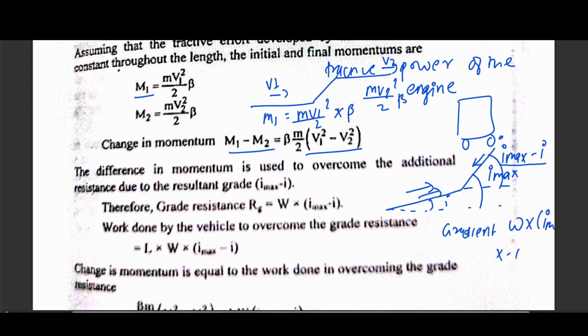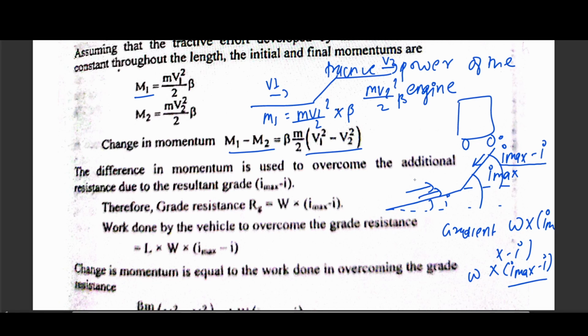How will it be W into (i max minus i)? It is simple, as a frictional resistance, we can say. So the resistance W will be in the downward direction, and it will be tan theta. What is tan theta? Tan theta is the slope. So the slope will be nearly equal to i max minus i, because this gradient is very small. So tan theta will be nearly equal to theta. So W into theta. Okay.